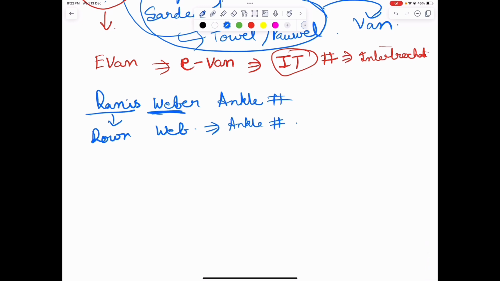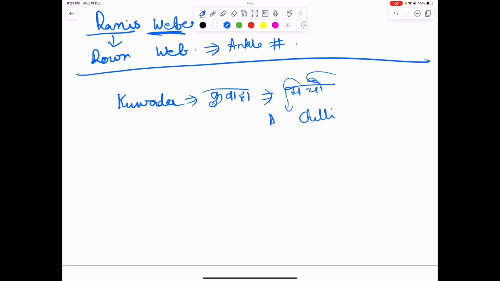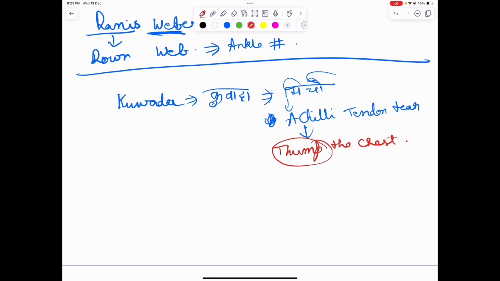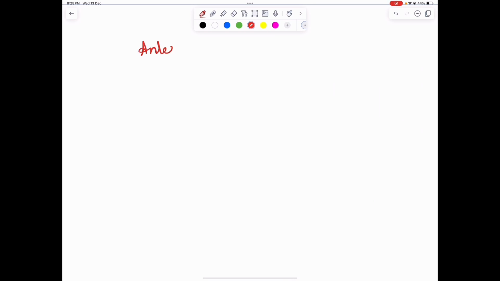having the Thompson test. Now Kuwada can be remembered like this: you take strange vows. You vowed to eat chilli, so what will happen? Chilli, and that too two chillies, Achilles tendon tear, and the test for Achilles tendon tear is the Thompson test. You can remember this as thumping the chest. Here we have chilli, and you are thumping those everywhere where the temperature is rising, and therefore it is Kuwada.